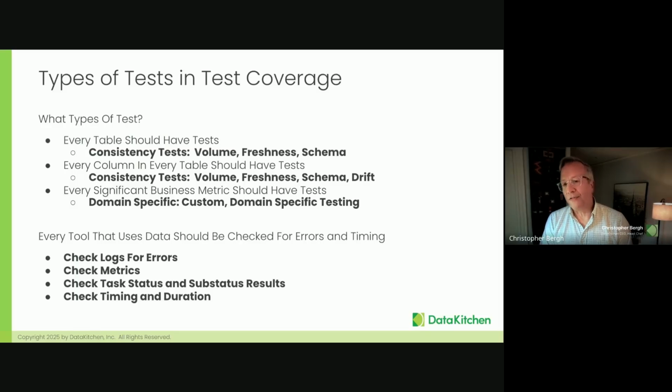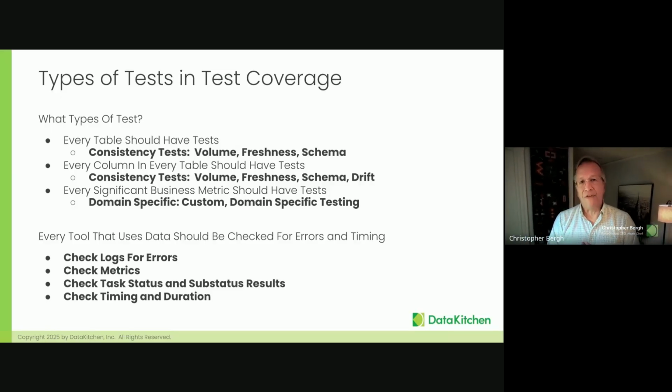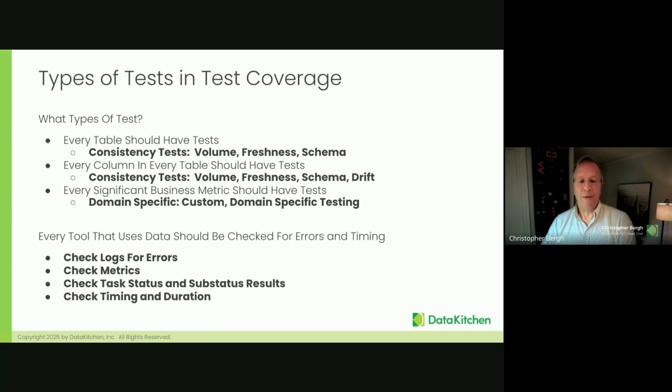You want to look in logs to see if there's an error. You want to check metrics; maybe my database is at 95%. You want to check every task and substatus of tasks for errors, and then check timing and duration. All these things have to be right to judge the correctness of the system. The data has to be right, and the tools have to be right. The tools tell us things like logs, metrics, task status, duration, and start and end. Whether you call them tests or monitors, those have to be checked so you can ensure the correctness of the system and have adequate coverage.